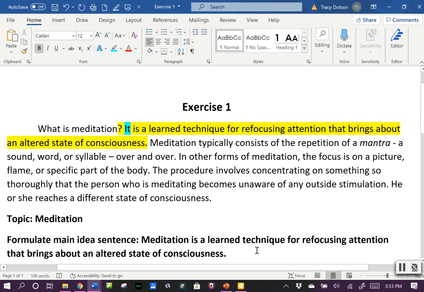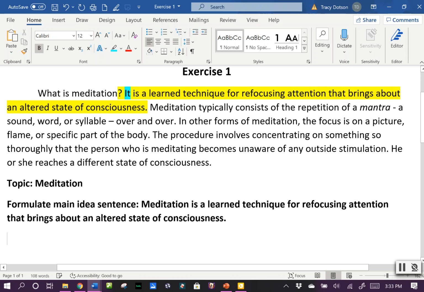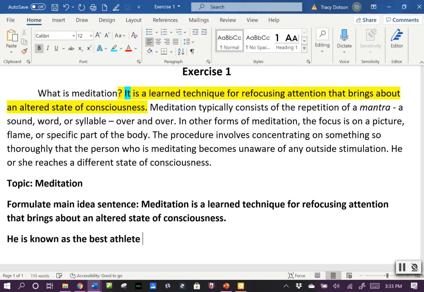Okay, also remember back in chapter 4, I had given in the PowerPoint an example. He is known as the best athlete of the 20th century.